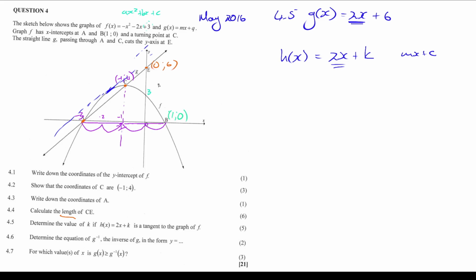Okay, so this is for 5 marks. I should have said this in the beginning. Grade 11s, this question is not for you. Also, 4.6 is not for you.